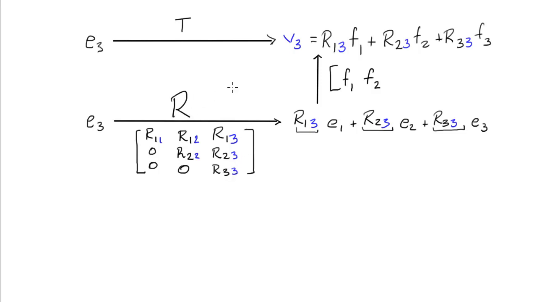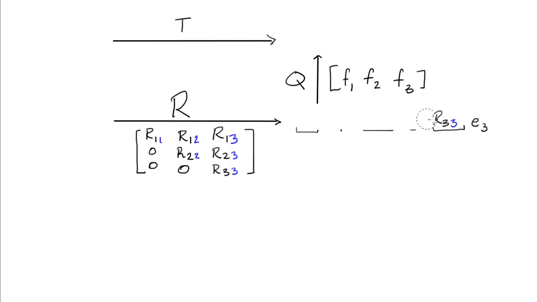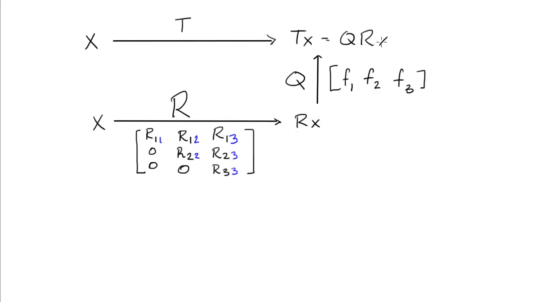So there's my R matrix and my Q matrix. Well, if it's good for the basis elements, it's good for anything that can be made from the basis elements. So given any vector x, gives me Tx. Feed it through the other two, and there's my QR decomposition.